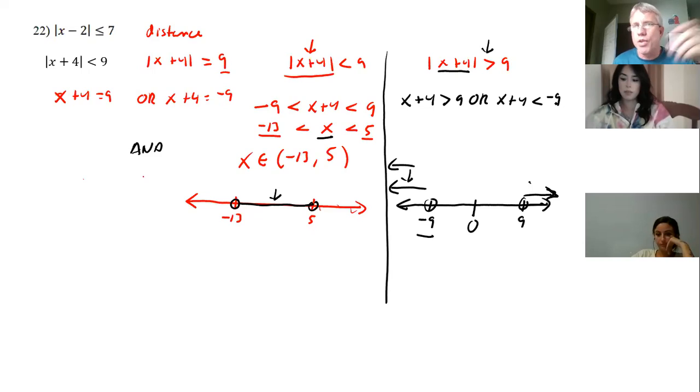It can be one of those things, but it can't be both of them at the same time. I can't be 10 and negative 10 at the same time. It can't be a negative number and a positive number at the same time. So I have to connect it with the word or, because it's impossible to be both things simultaneously. I have to be one or the other.